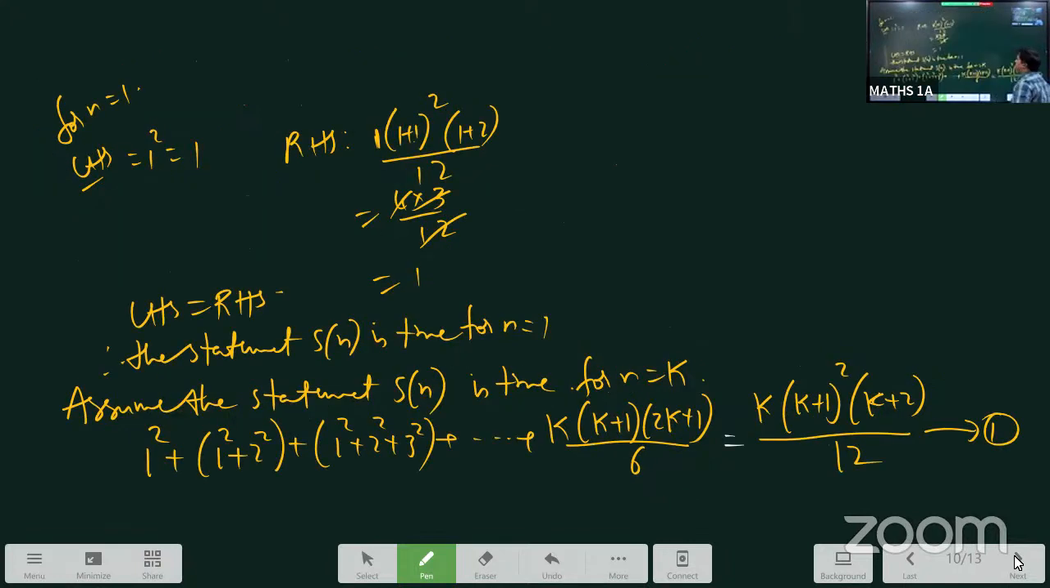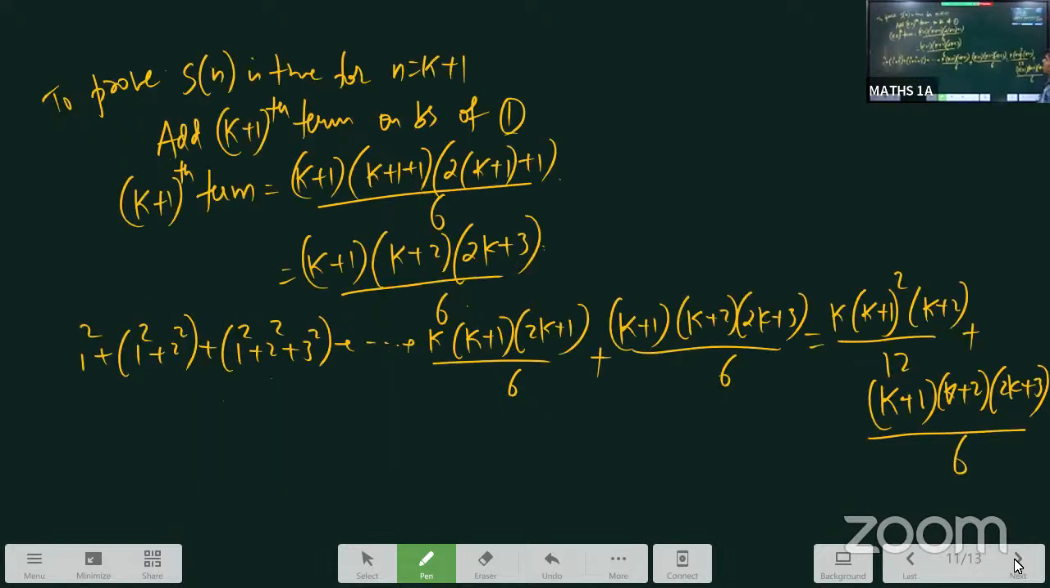Then LHS equal to RHS for n equal to 1. Then assume the statement is true for n equal to k. In the statement, wherever you find n, you put k. Then add k plus 1th term on both sides to prove for n equal to k plus 1. Your k plus 1th term means in your nth term, you put n as k plus 1. That will give you the k plus 1th term. Is it clear?